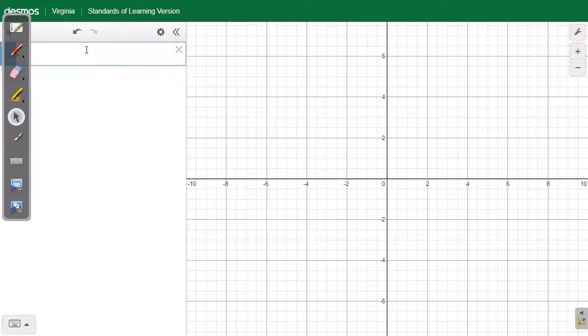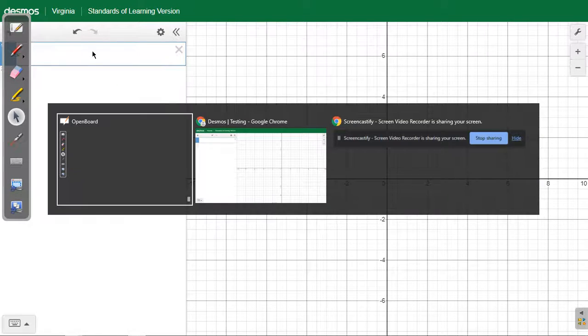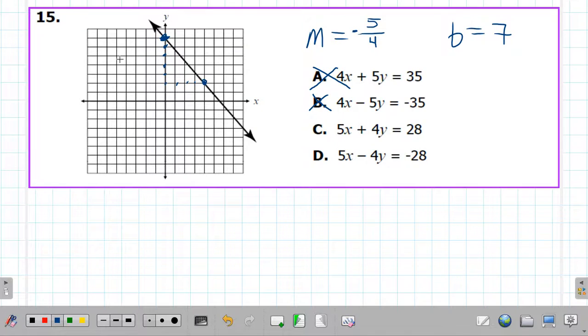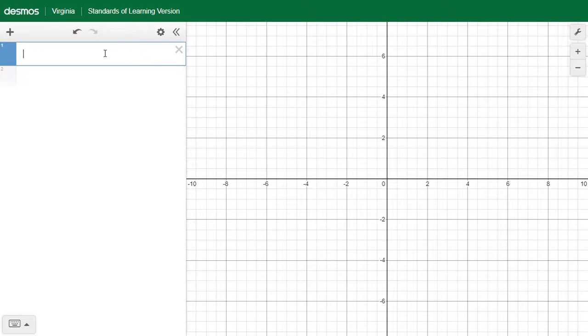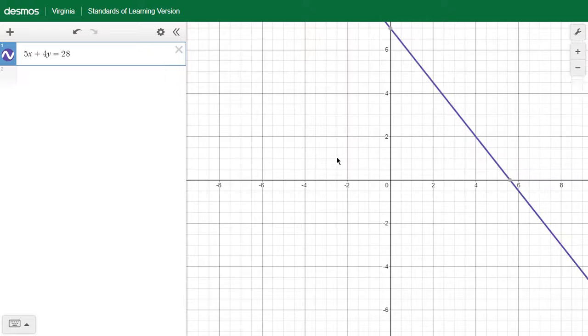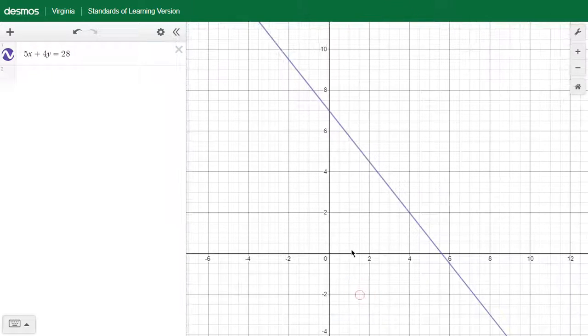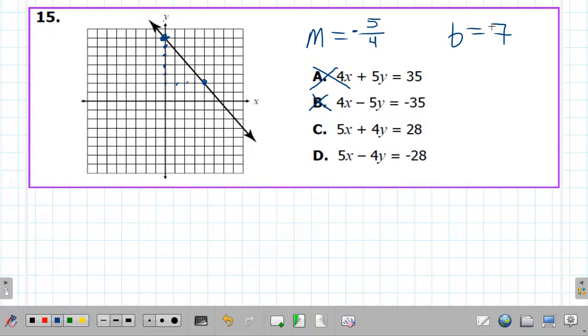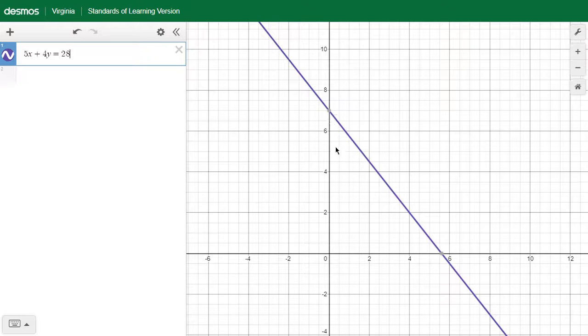All right, well, if we try C, let's do this. Try C, 5x plus 4y equals 28. That looks very promising. Negative slope here, so that's good. Y-intercept at 7, so that's good. That's what we want. We want y-intercept at 7. Slope is negative, so that's good. It's a negative slope, but here we got to look and see.